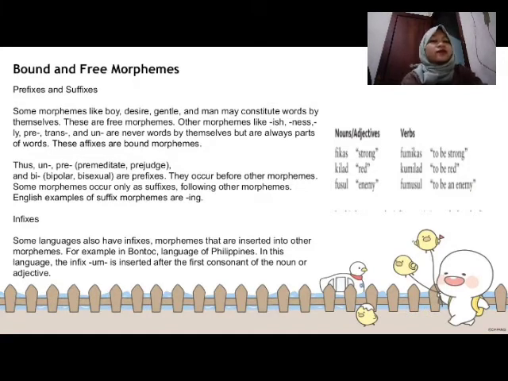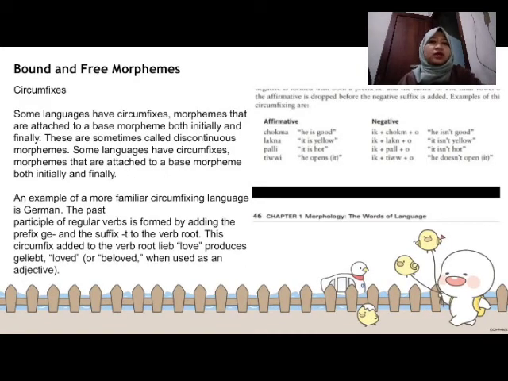And next we have infixes. Some languages also have infixes, morphemes that are inserted into other morphemes. For example, in Bontoc, a language of the Philippines, the infix is inserted after the first consonant of the noun or adjective. And then there are also circumfixes. Some languages have circumfixes, morphemes that are attached to a base morpheme both initially and finally.